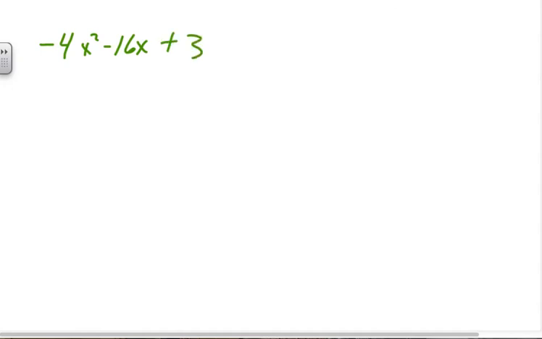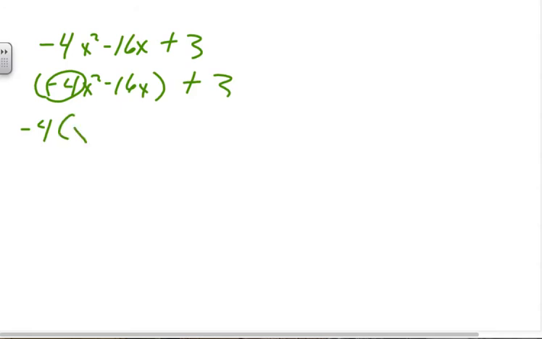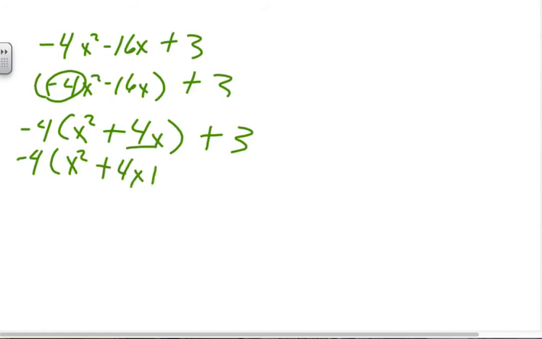So the first thing I do, like I did before, is group. Okay, I've got a negative 4 here, so I'm going to factor it out. I have a negative 4, that's going to give me x squared plus 4x plus 3. Okay, so now I take half of that number, which is 2, and square it. I'm going to have negative 4 times x squared plus 4x plus, again, half of that, 2 squared, plus 3.